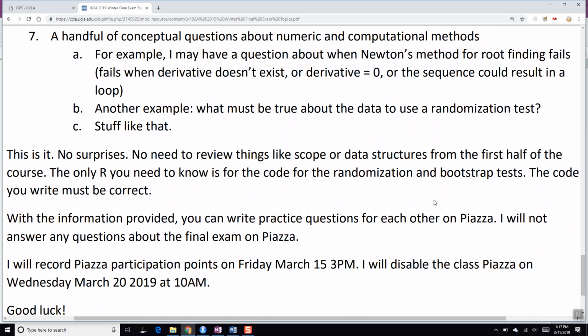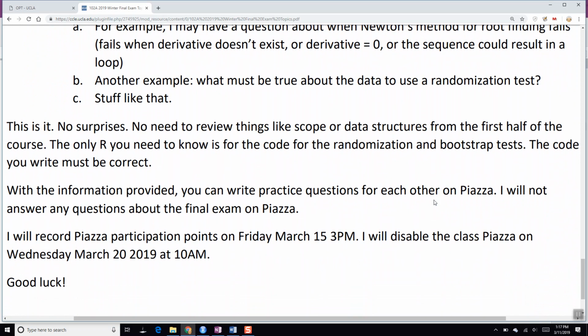And then I think I've provided a lot of information here. So you should be able to write practice questions for each other on Piazza, okay? And I think that's probably the best way to study and prepare for the exam: you write out some practice questions, solve them yourself, okay?